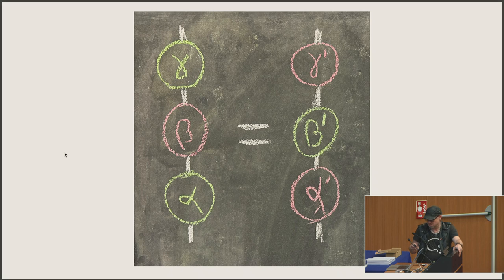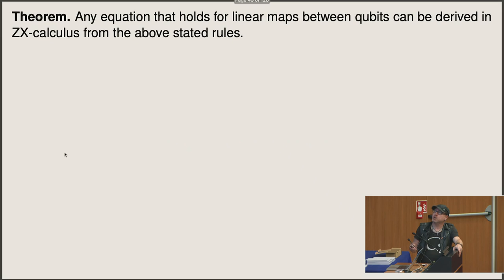We never use it. But you can show that any equation between matrices and all that, tensor products and everything in linear algebra, can be derived from these rules. There's nothing more you can do in Hilbert space than what you can do with these spider rules. And that's what logicians call completeness.